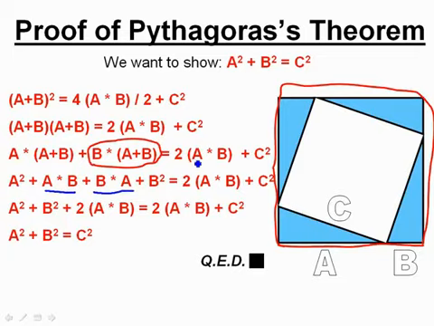And then if you go down, we didn't change anything in this line. This line stays the same, as does this line. But then you realize, wait, I have 2A times B and 2A times B. So you can just cancel them out because they'll have the same value. And if you cancel them out, you have A squared plus B squared is equal to C squared. And therefore we just proved Pythagoras' theorem.